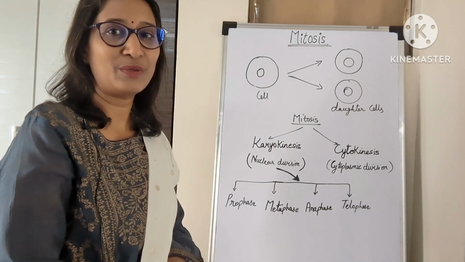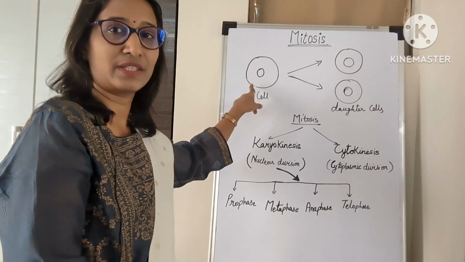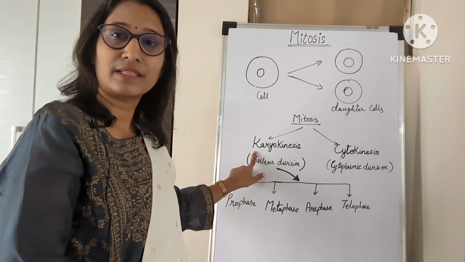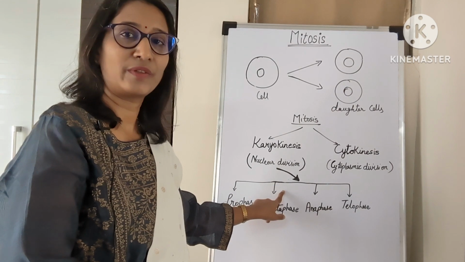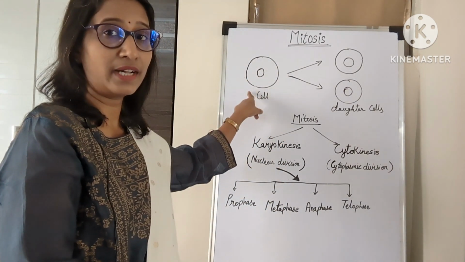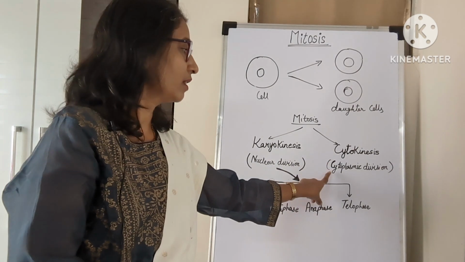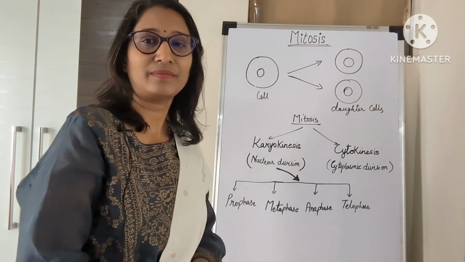Now mitosis, the division of the cell, takes place in two steps. So what are these two steps? First the nucleus is divided, and then the cytoplasm. When the nucleus is divided, it is known as karyokinesis. Karyo means nuclear and kinesis means division. Now when the cytoplasm divides, it is known as cytokinesis. Cyto means cytoplasmic and kinesis means division.